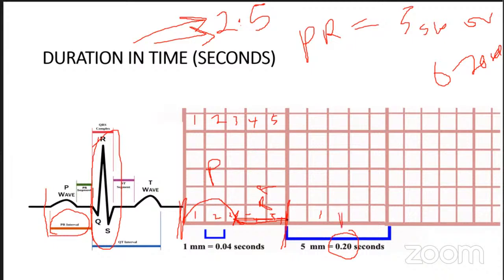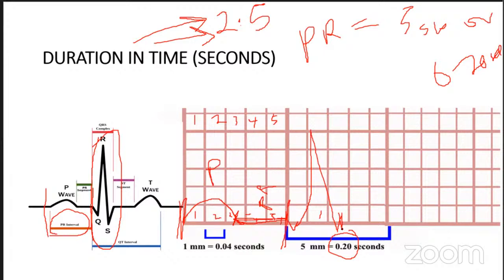So I'm just going to draw my Q wave here. I'm going to draw my S wave here, and then I can draw my R wave. Again, my QRS complex should not be more than 2.5 small boxes. So again, our QRS complex, we said, represents ventricular depolarization. It represents the ventricles depolarizing.